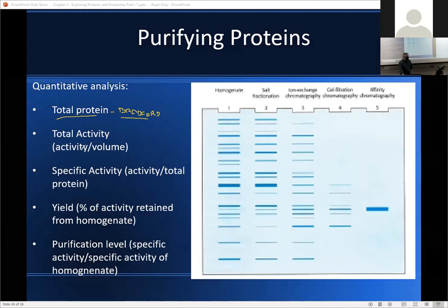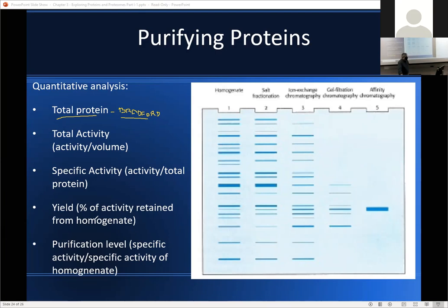Next, we want to look at total activity. Total activity, we're going to express as a ratio of activity to volume. For total activity, we need a special assay that detects the activity of our protein of interest. For example, I gave you the example of reduction of NAD. Once we set up the reactions, if our protein reduces NAD to NADH, we can see the difference in the quantity of oxidized NAD and reduced NADH by doing spectrophotometry, looking on a spectrophotometer at the way they absorb light.